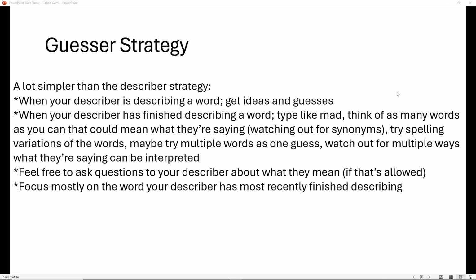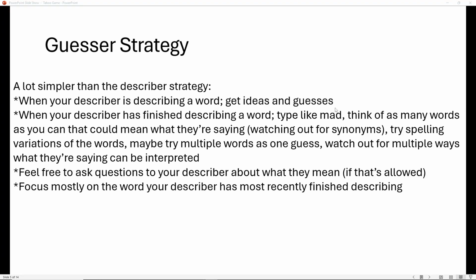Try spelling variations of the word, like whether it is plural or singular, or just close, like you might have the spelling wrong. Maybe try multiple words as one guess, because sometimes words are multiple. Watch out for multiple ways the description can be interpreted. And also, feel free to ask the describer questions about what they mean, if that's allowed. It's not like we take the game this seriously anyway. And focus mostly on the word your describer has most recently finished describing.